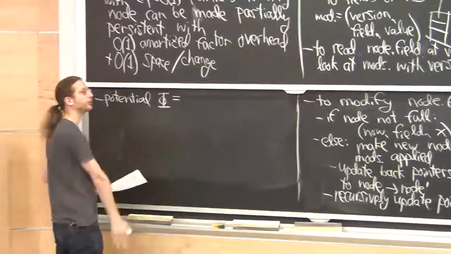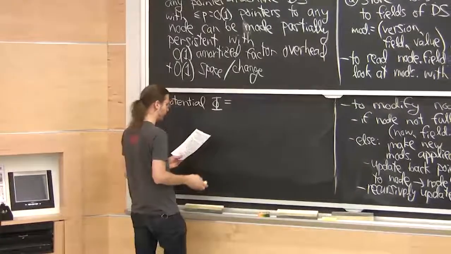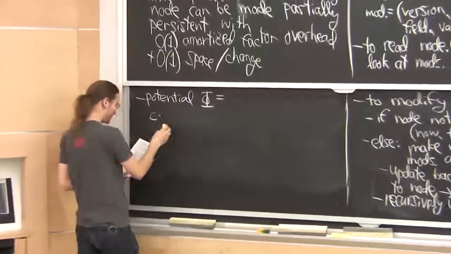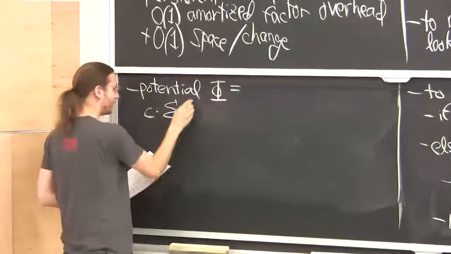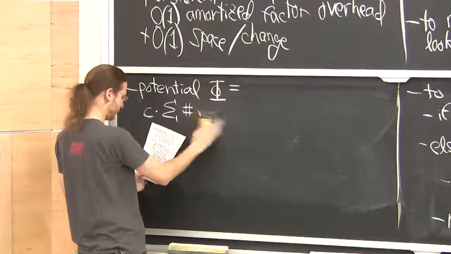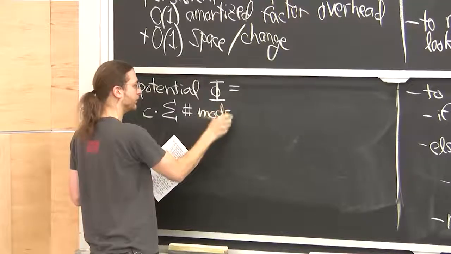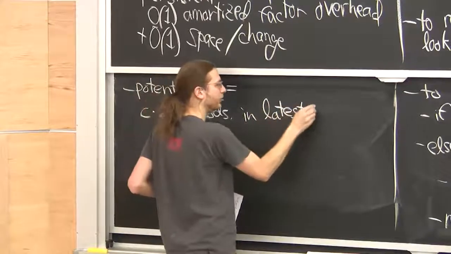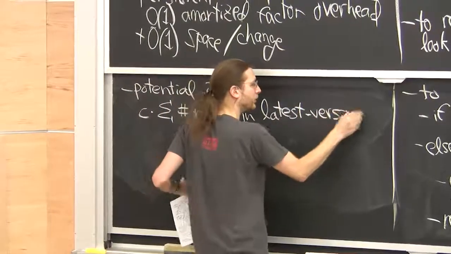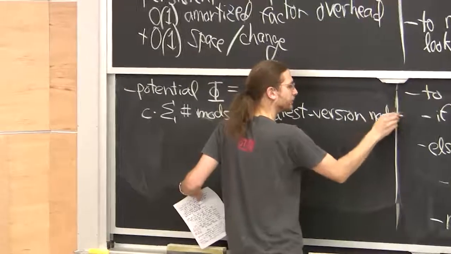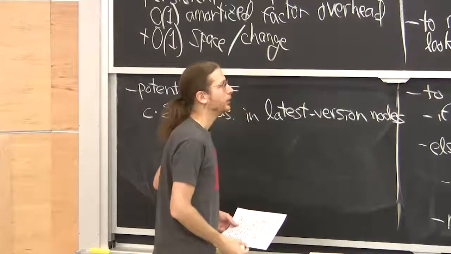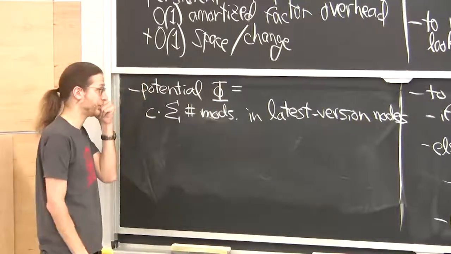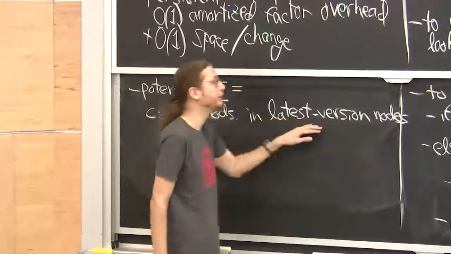Basically, the total number of modifications. Not quite the total. Almost the total. So I'm going to do C times the sum of the number of mods in latest version nodes. Because we're only changing the latest version, I really only care about nodes that live in the latest version.